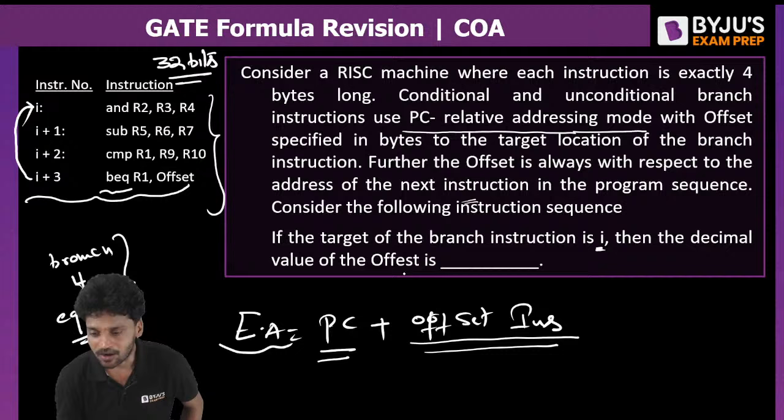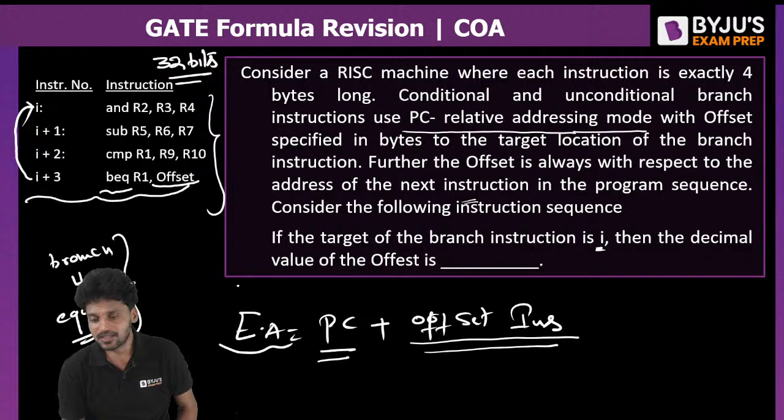Here we need to find out the offset value. Simple things are simple. In the relative addressing mode, the effective address is calculated as program counter value plus offset. Here the program counter value we will be able to know very simply. We need to find out what the offset is. So how the program counter value is to be determined needs to be found out.